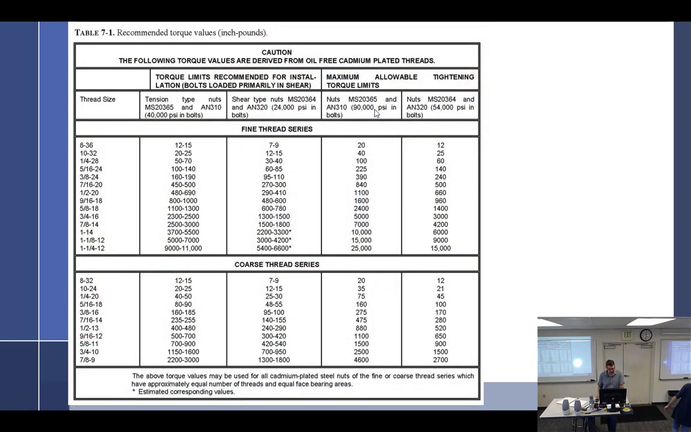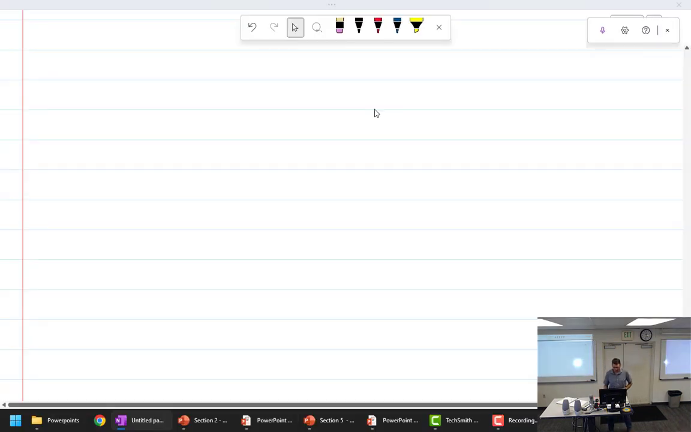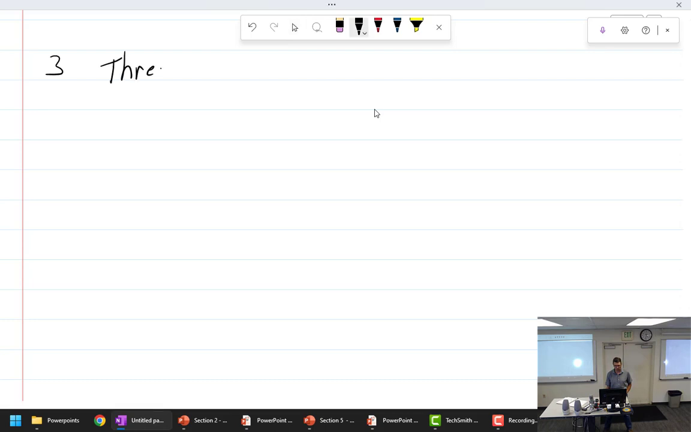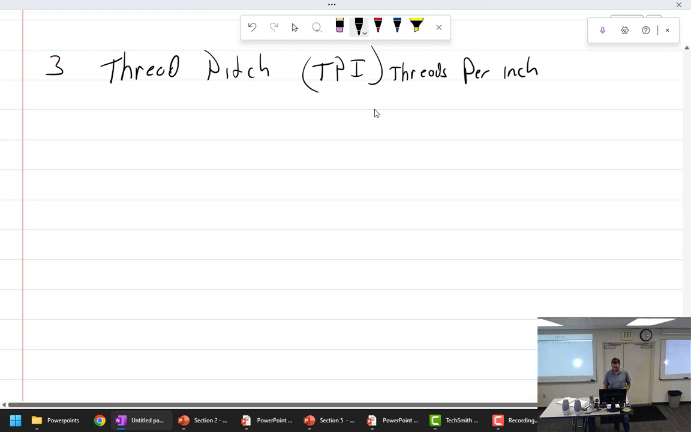Next, using that chart. So let's go back to here and talk about thread pitch, also known as TPI, which is threads per inch. What is metric? Still TPI, which is funny. You'd think it would be threads per centimeter or something like that.